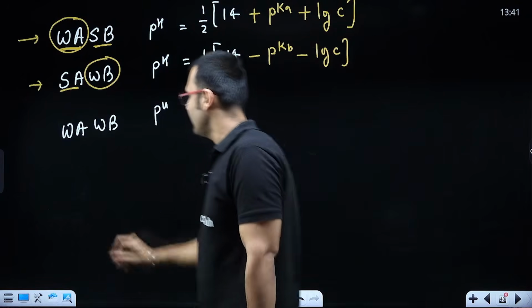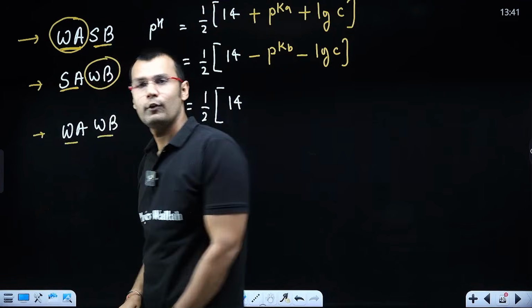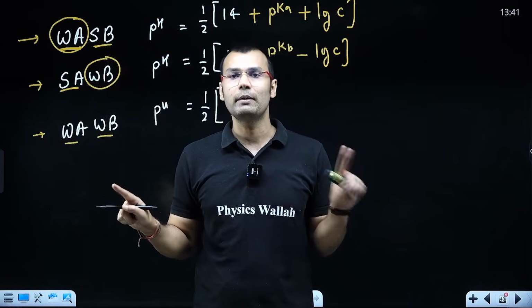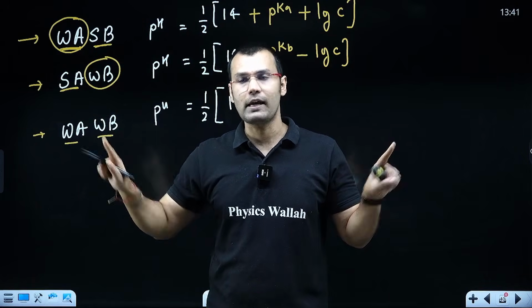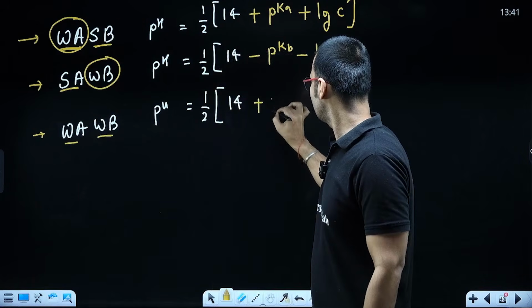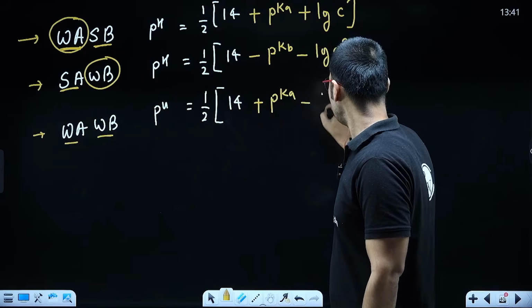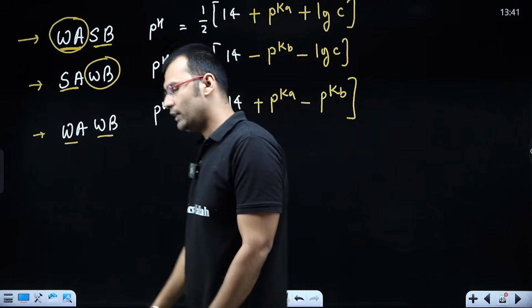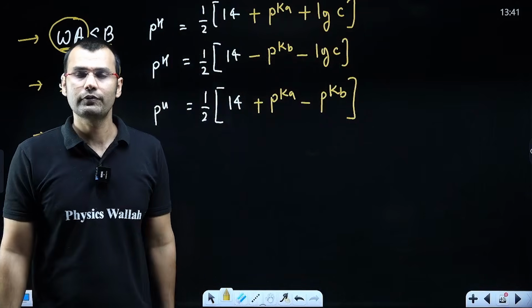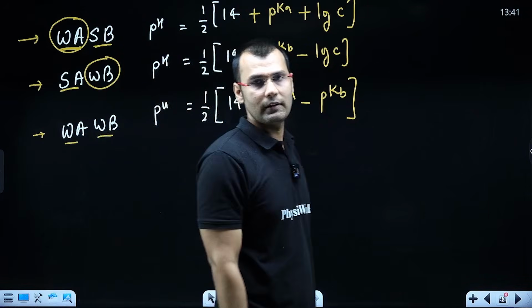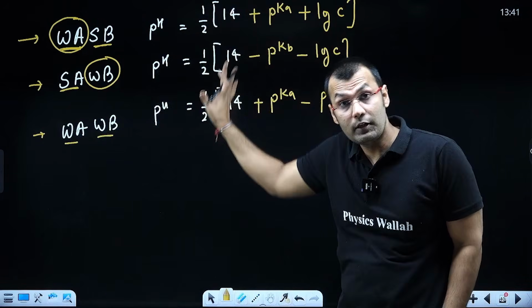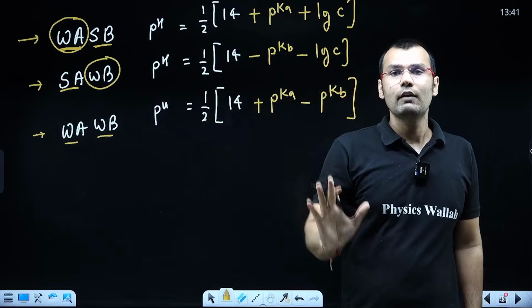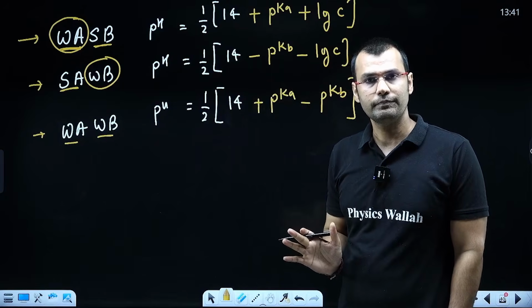And in the last case, when both are weak, you will have terms of both acid and base. But again, acid plus, base minus. So plus pKa minus pKb, and you won't find log C in this, because we don't get log C in the formula of pH of a salt of weak acid and weak base. So if you remember this formula, you can directly solve questions on pH of salt.